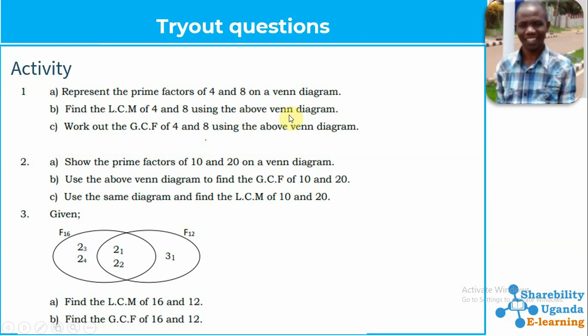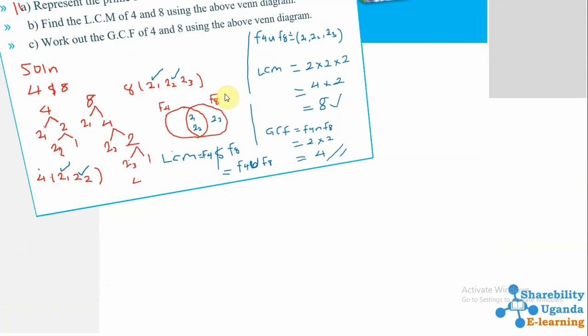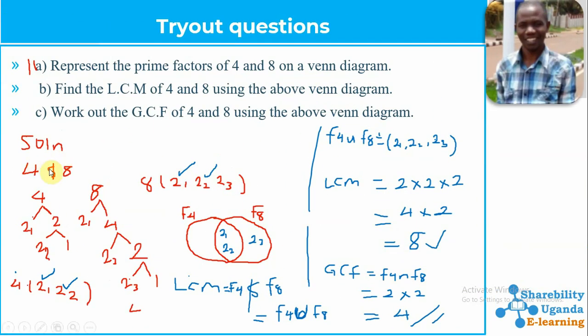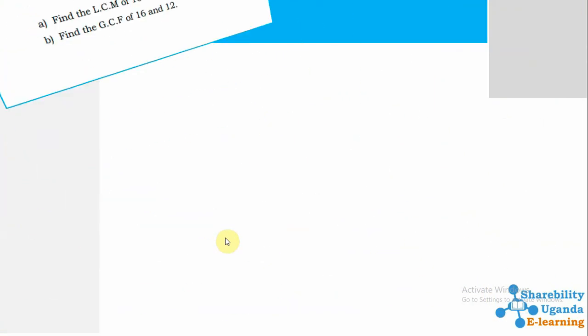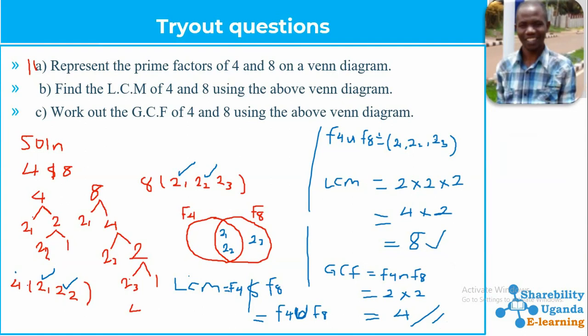We discussed this in our recent lesson, and we said that to answer such a question, first of all we need to list out the prime factors of 4 and 8. Then we can present it on a Venn diagram. So this was our recent lesson. Please, if you never attended it, first watch our lesson so you go with us at the same pace.